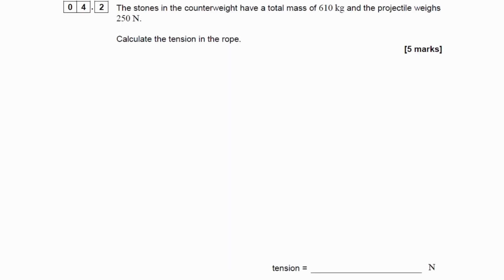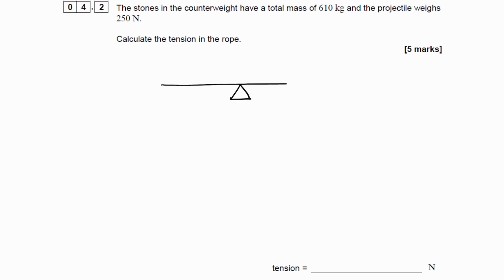For 4.2, the stones in the counterweight have a total mass of 610 kilograms, and the projectile weighs 250 newtons. Calculate the tension in the rope. So let's draw a force diagram. Here is our beam. Here is the support.